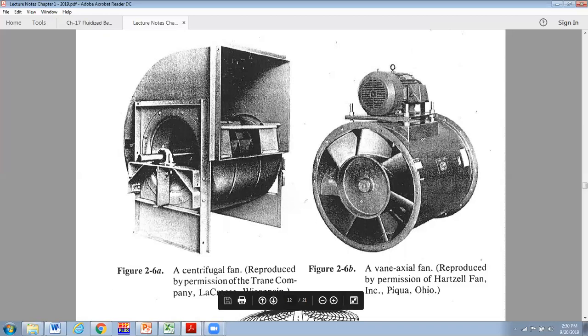These don't have to be smaller, but I think for HVAC applications, these tend to be smaller fans. The centrifugals can be quite large.